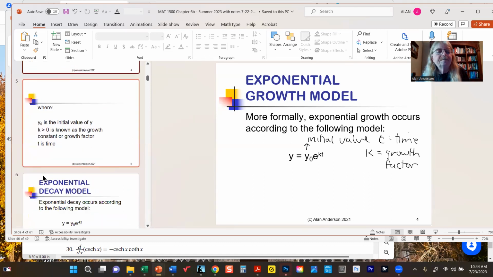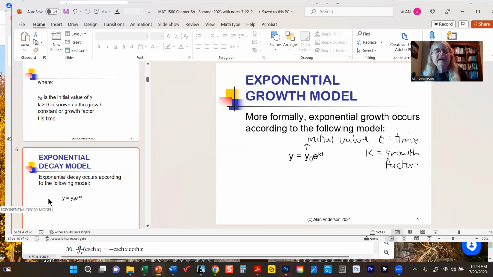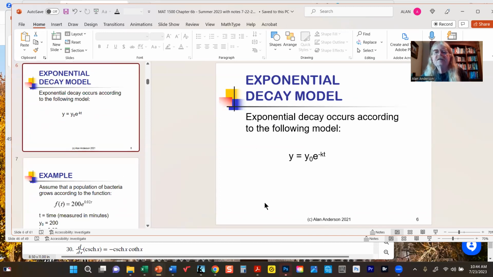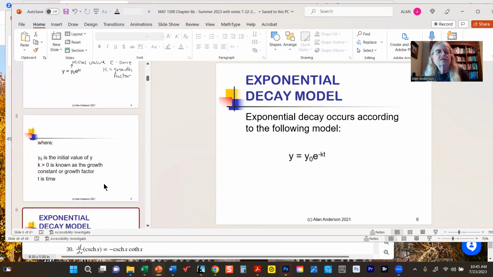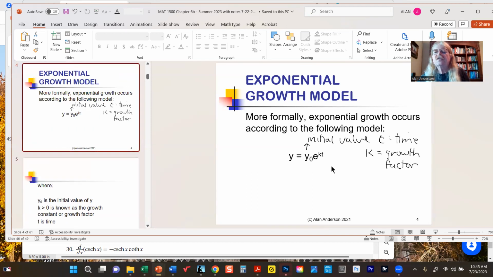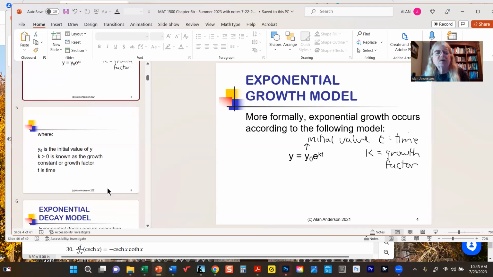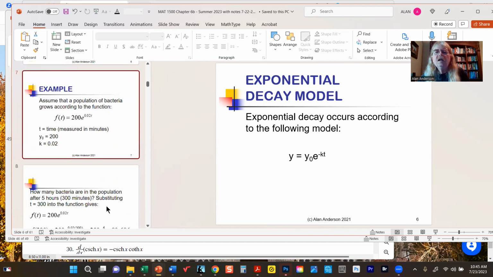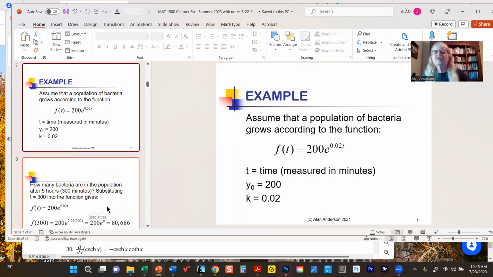And with the exponential decay, the only difference is that the exponent is negative. Okay. So if you want to see them side by side, this is decay and this is growth. Okay, they're the same except for the sign of the exponent. So here's a model that we can use to represent the growth of bacteria.